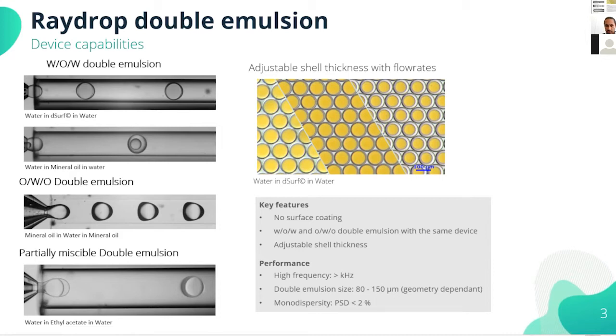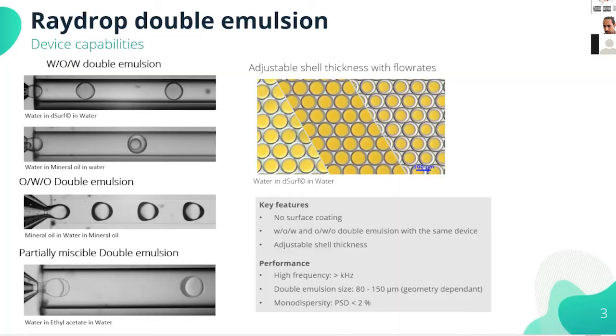On the performance range, you can reach a high frequency of generation, more than a kilohertz. In the standard configuration, you can produce double emulsion between 80 and 150 micrometers. But if you want to go below or higher than this range, you simply have to change the injection and the collecting insert to achieve a larger or smaller double emulsion. And the monodispersity is really great because you have a PSD below 2%. And what we can do with it, I will let Adrien present some use cases.